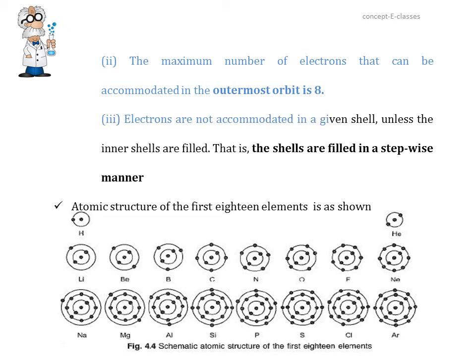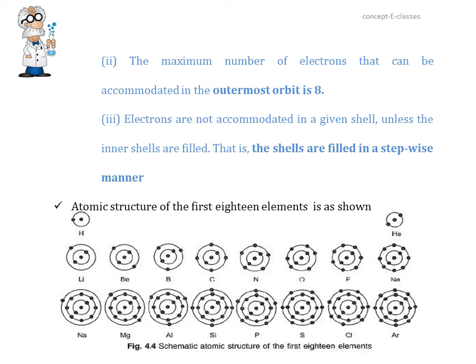Third rule is that the electrons are not accommodated in a given shell unless the inner shells are filled. That is, the shells are filled in a stepwise manner. The electrons first occupy the lower shell, then it goes like K, L, M, N. So here we can see first the K shell is filled, then the L shell is filled, then it goes to the M shell. So the shells are filled in a stepwise manner.